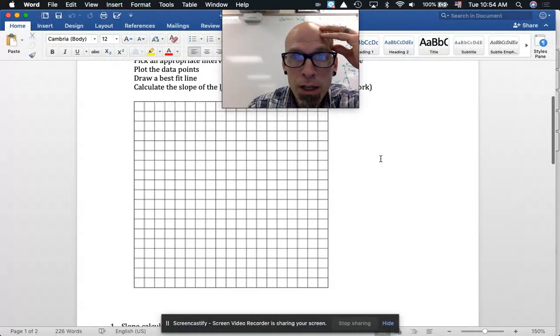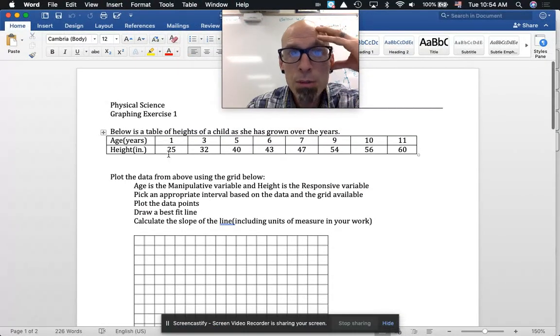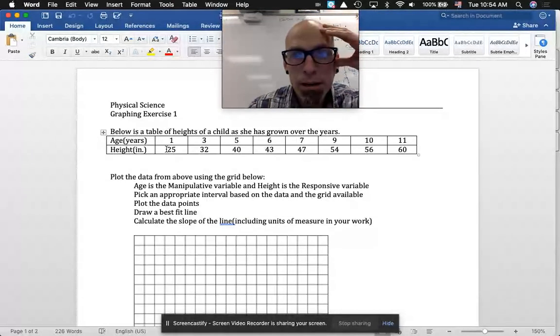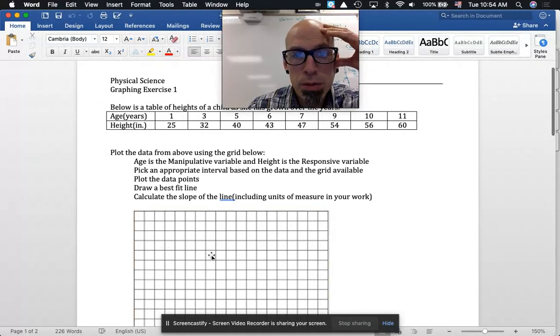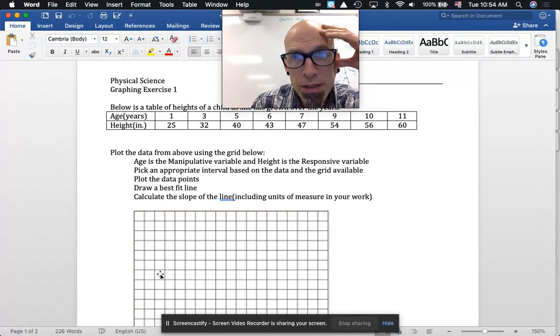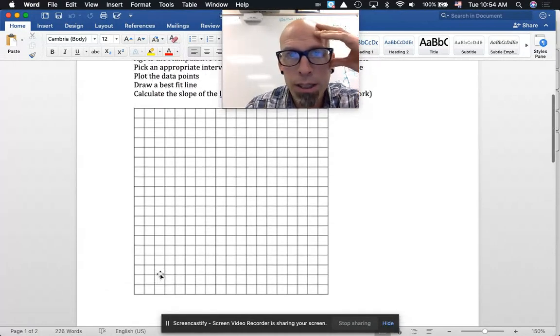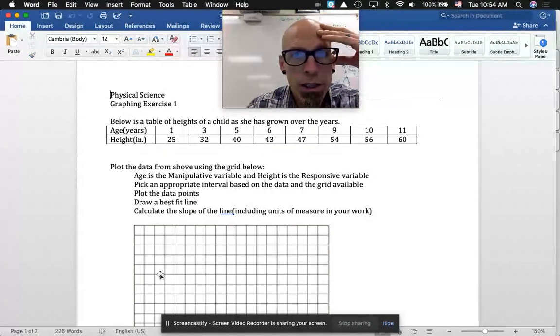Now, with that said, you will look on Classroom, I hope anyway, and you will see this assignment here, which is some data of a child that grows up over the years, and it has age in years and then height in inches. This is the data: the height of the child as the years go by. You need to be able to plot this data into a graph form, draw a best fit for the data, find the slope, and then go on through and answer the questions that are in the worksheet here.